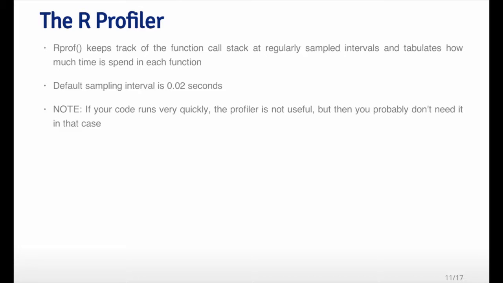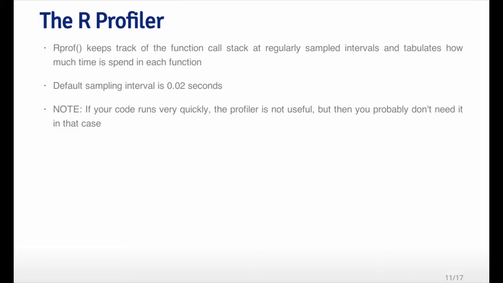So the Rprof function keeps track. Basically what it does is it keeps track of the function call stack at regularly sampled intervals. As your function is running, it queries the function call stack, so how many functions call other functions, and it just prints it out. All it does is print out the function call stack at very quick intervals, about every 0.02 seconds.